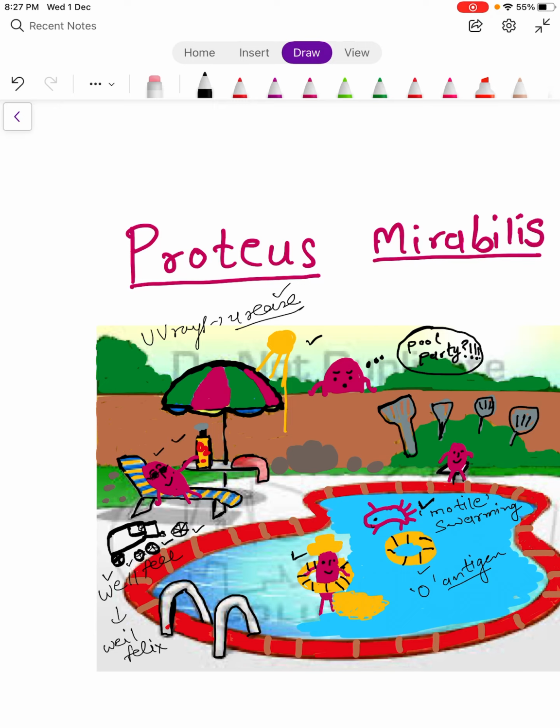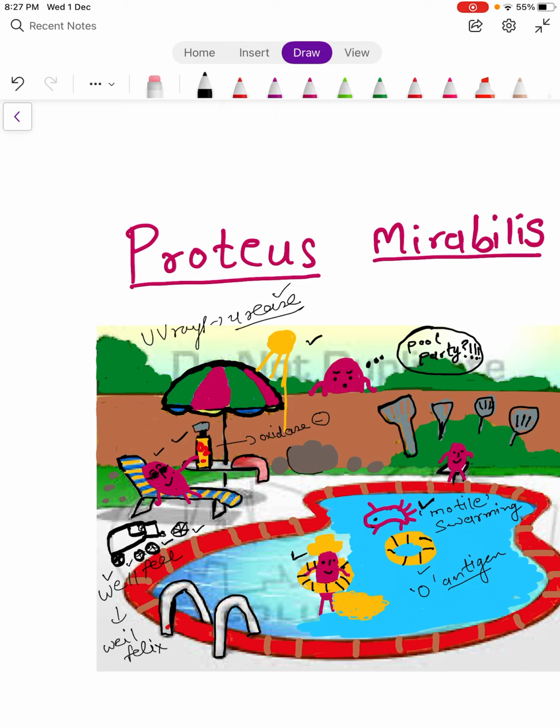Then you can see this oxygen label bottle of juice which has a cork upon it. So the cork means it is sealed. So this represents that oxygen cannot come out. This will help you to remember that this Proteus mirabilis is oxidase negative.